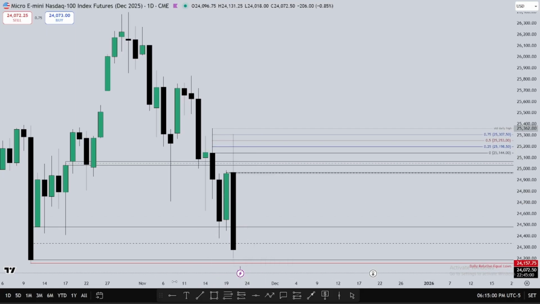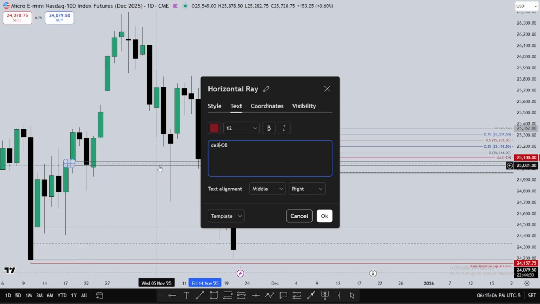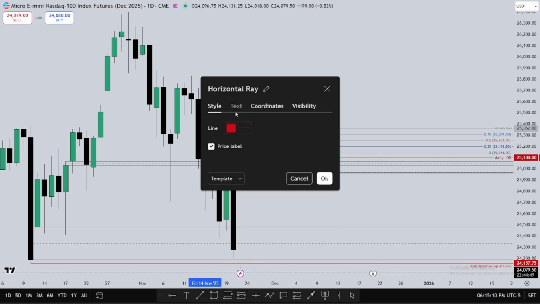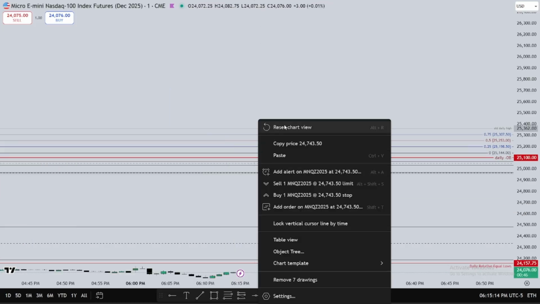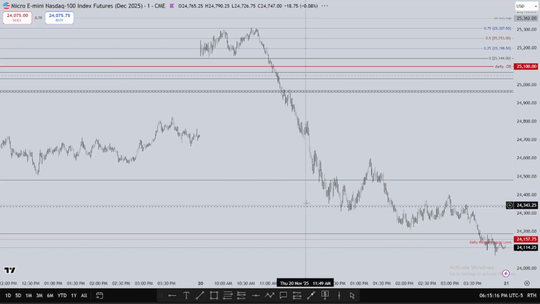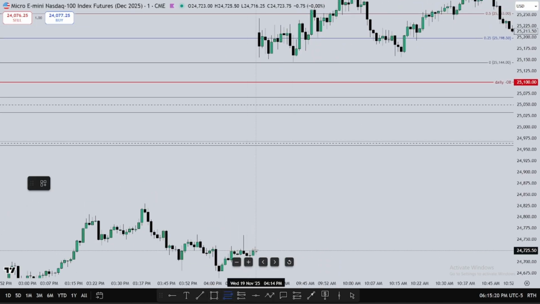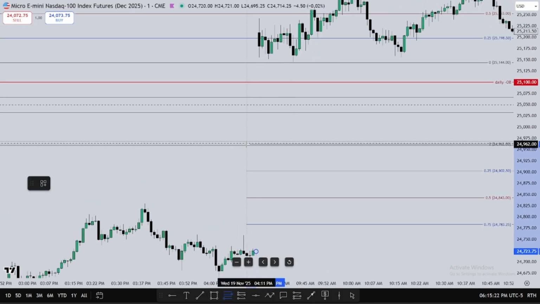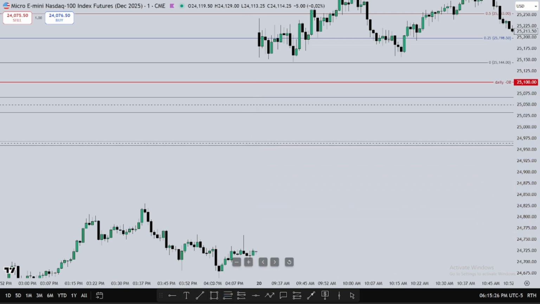Every up close candle should support price. That should be about it. And last but not least, my opening range gap. Close. I don't know why I did that.